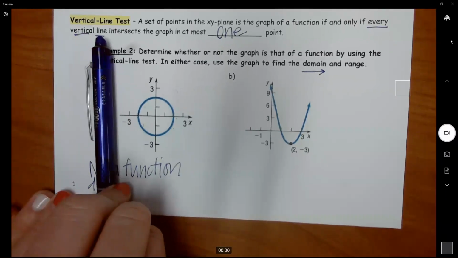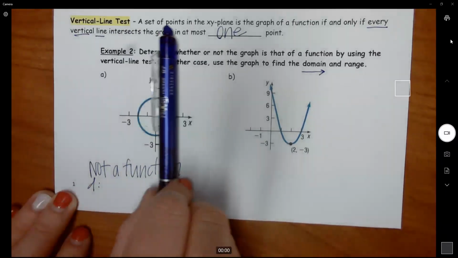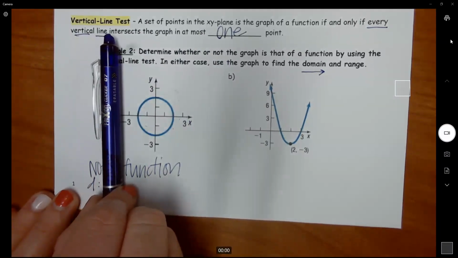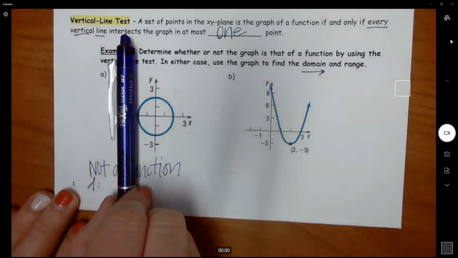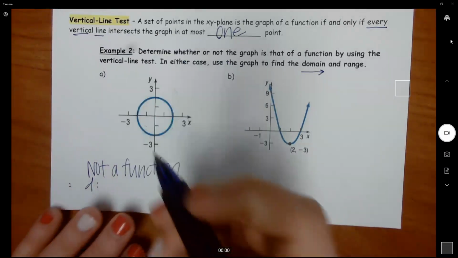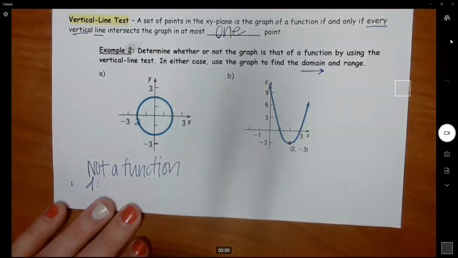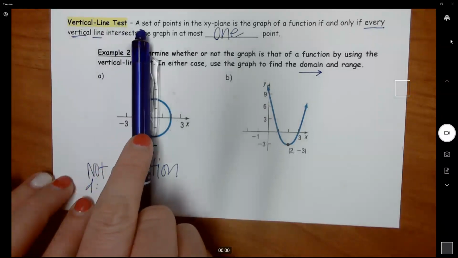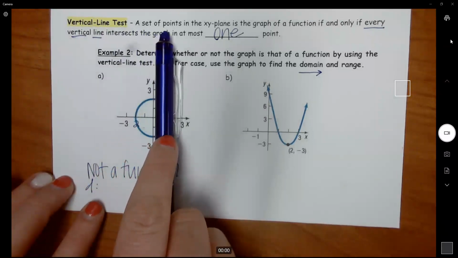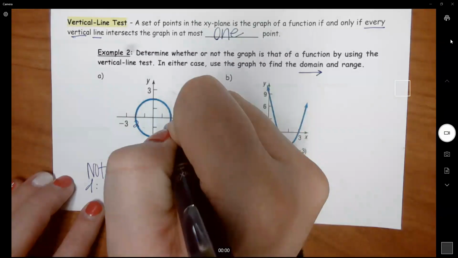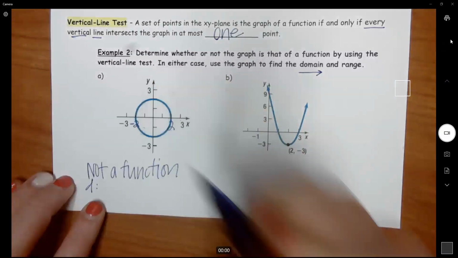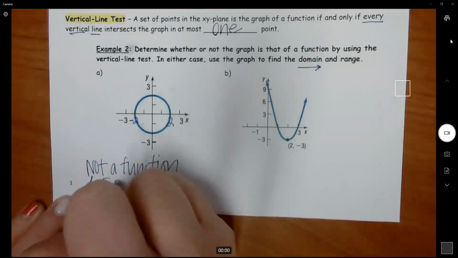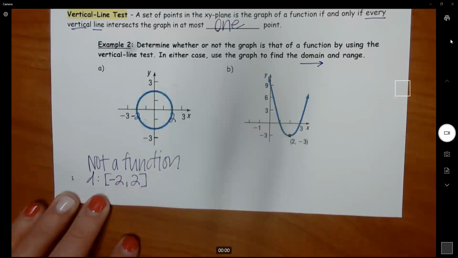So you want to take your pencil and go from left to right. Where is my pencil finally intersecting this graph? Well, right here at 2. And then as I keep going from left to right, what is the biggest number that I get? Well, that's right here at 2. So it should be negative 2 to 2. So my domain is negative 2 to 2.